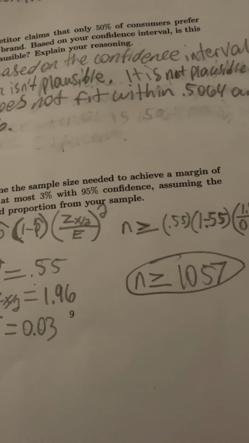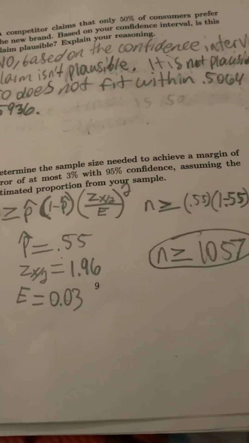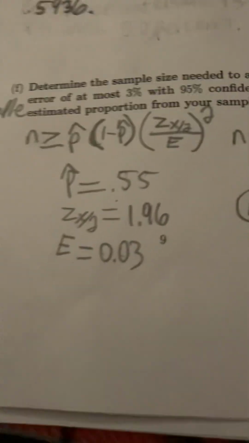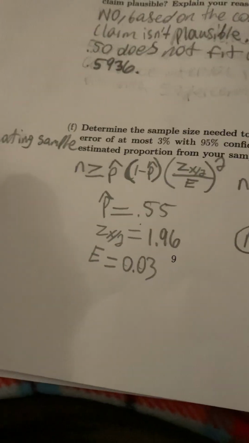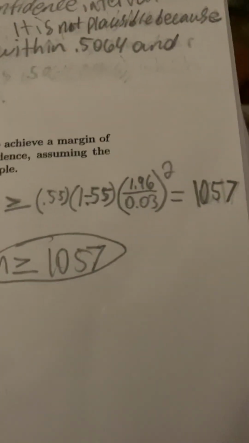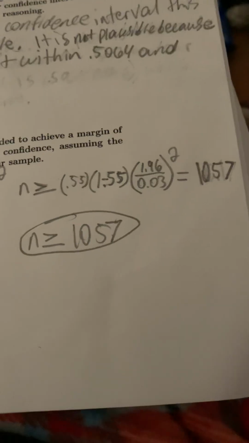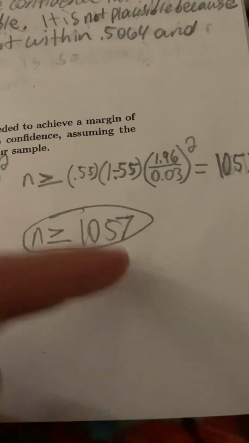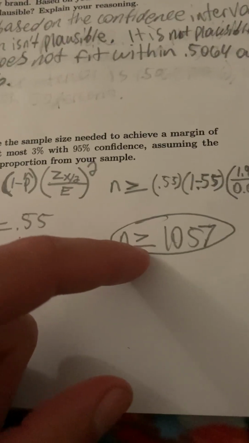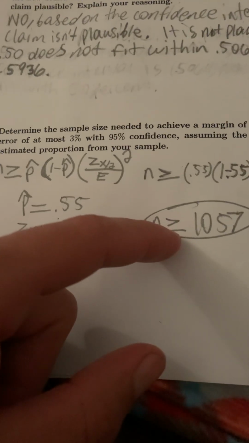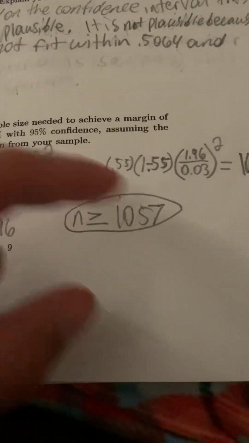Determine the sample size needed to achieve a margin of error of at most 3%. So this is the formula you use. Bring it over here. These are all the answers that you got so far. You plug them all into this formula, and you use parentheses so the calculator does it correctly, because it's not going to do it right if you don't use parentheses. And that gets you this answer.